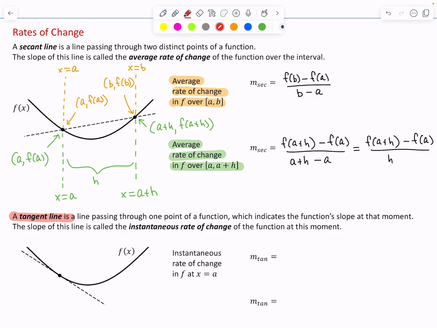Now, a tangent line is a line passing through one point of a function, which indicates the function's slope at that moment. The slope of this line is called the instantaneous rate of change of the function at this moment.